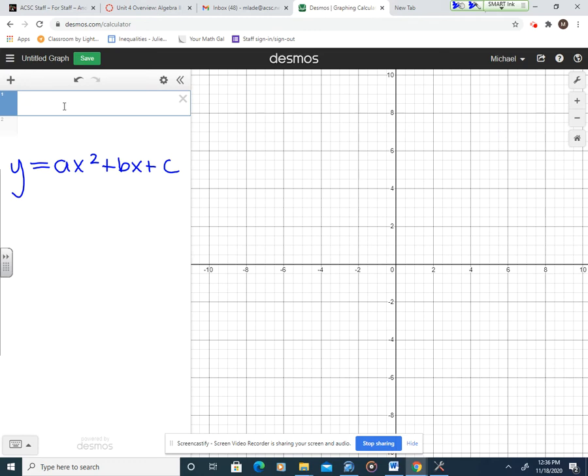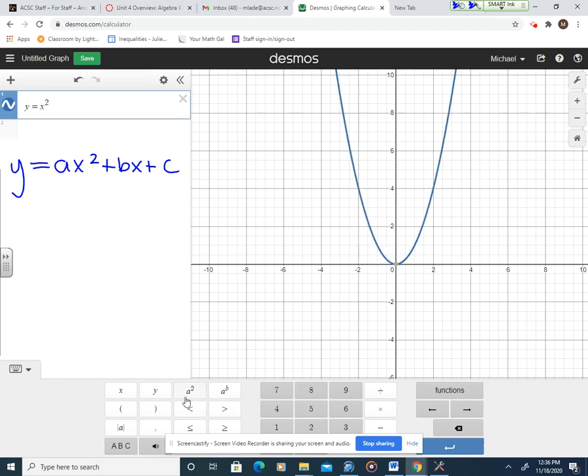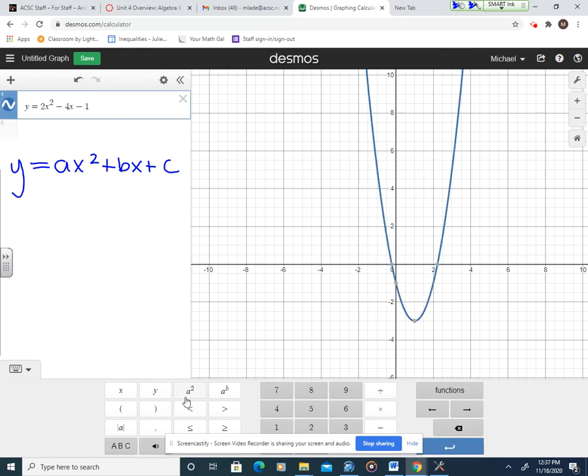So if you want to graph an equation, you go up here and you just type it in. Y equals x. And then say you want to make it x squared. Go down here where you see like a keyboard, click on it, and then go over to the a squared, and it puts a square on your x. So I want y equals 2x squared minus 4x minus 1. Here's my graph.